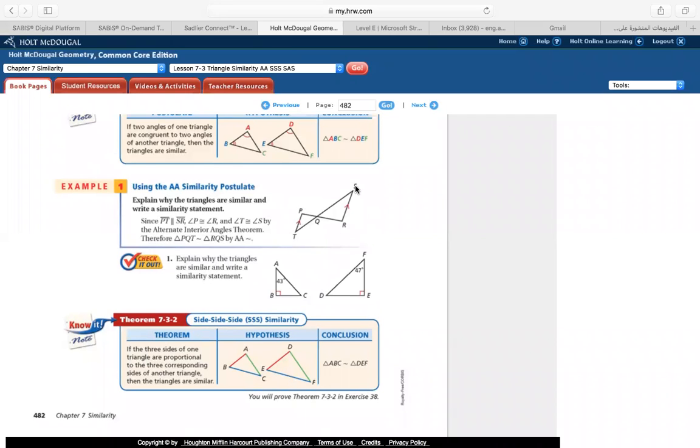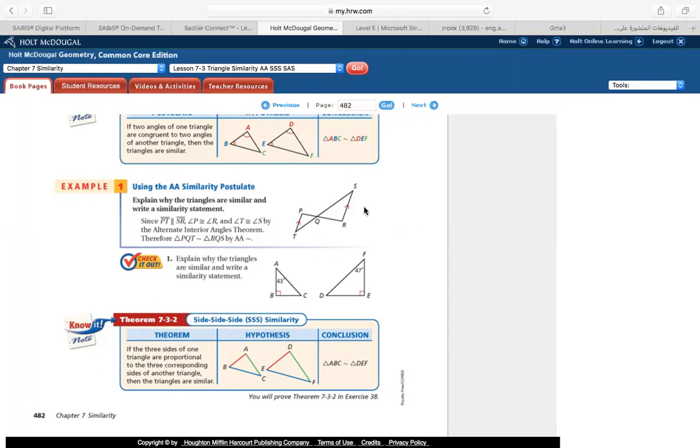Since PT and SR are parallel, from the alternate interior angles, angle P and angle R will be congruent, and angle T and angle S will also be congruent. Therefore, triangle PQT is similar to triangle RQS.